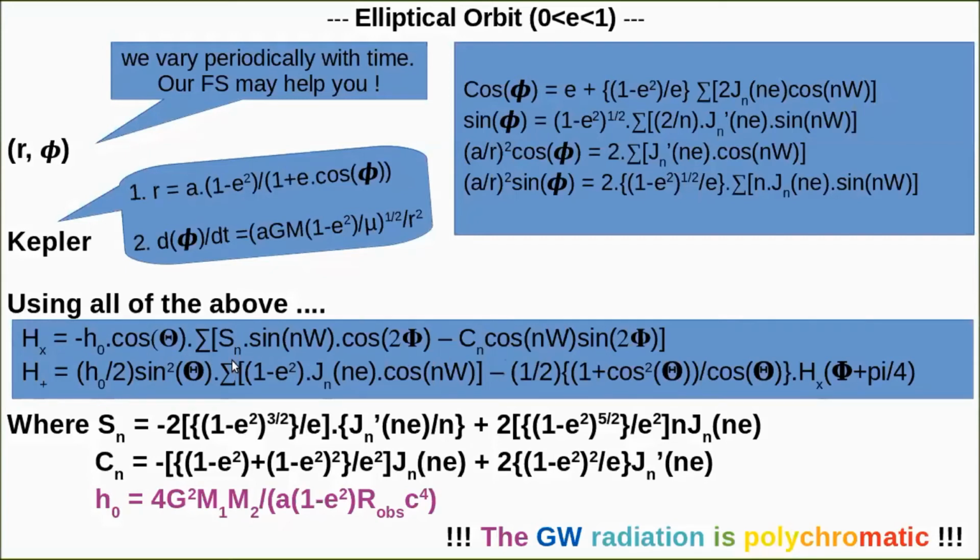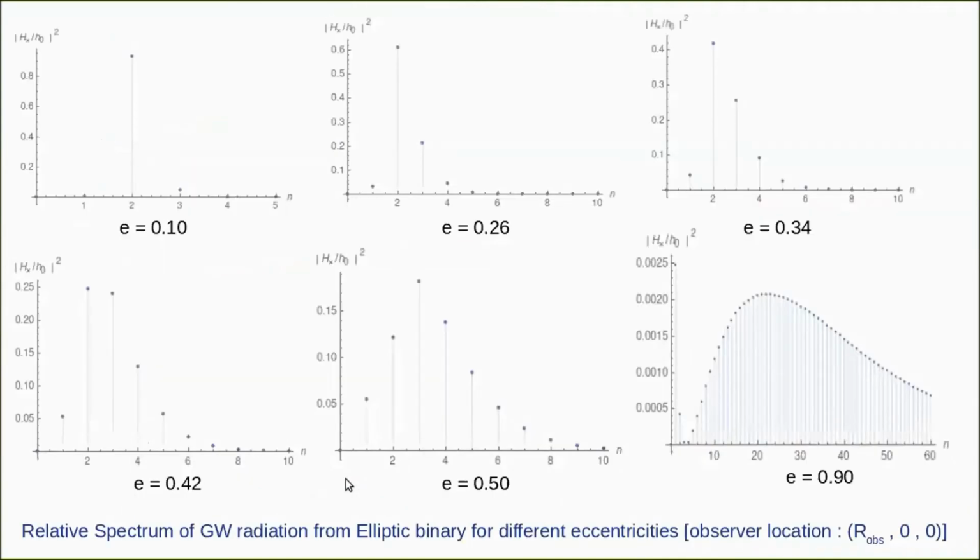So we see that there are multiples of frequencies, that is n omega t. In terms of the Fourier series, we get different GW radiation, a polychromatic radiation in contrast with the circular orbit, with different amplitudes. The magnitude of the amplitude is written here. So we should show a graph.